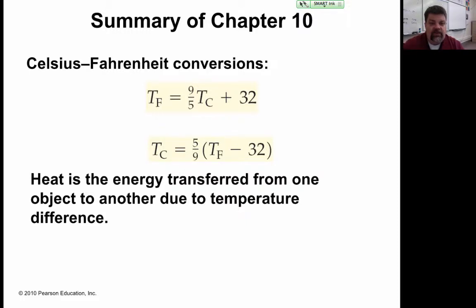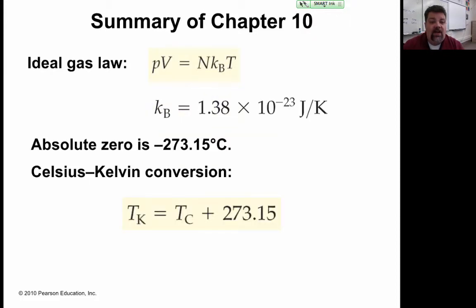So in summary, we can convert from Celsius to Fahrenheit using those 2 formulas. Heat is energy transferred from one object to another due to temperature difference. Ideal gas law says that the pressure times the volume is equal to some variation of the temperature. And there's a variety of ways to do that. Boltzmann's constant is 1.38 times 10 to the negative 23rd. Absolute zero in Celsius is negative 273.15 degrees, which is 0 Kelvin. To convert from Celsius to Kelvin, we simply add that 273.15.